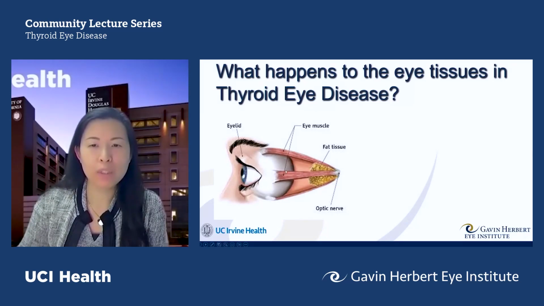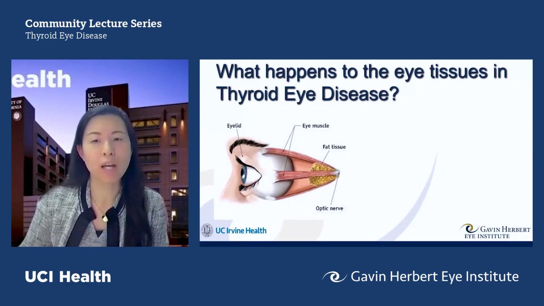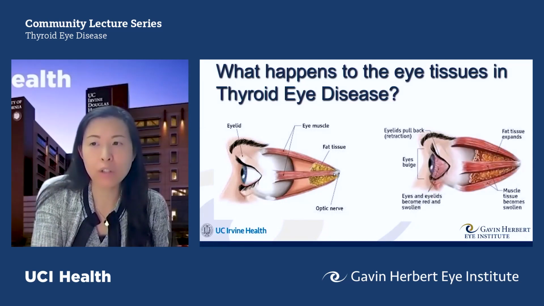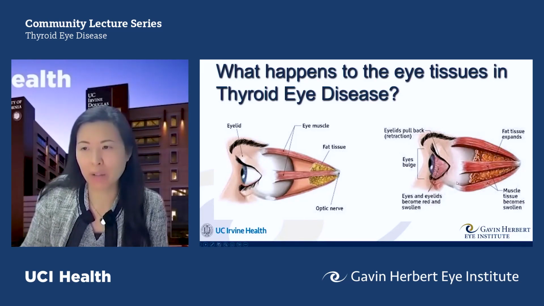But very importantly, on the inside of the eye socket, you have the optic nerve that connects the eyeball to the brain. So that optic nerve carries the signal of vision from the eye to the brain, so the brain knows what the eye is seeing. And it's a very, very important nerve. So this is a normal eye, and this is an abnormal eye affected by thyroid eye disease.